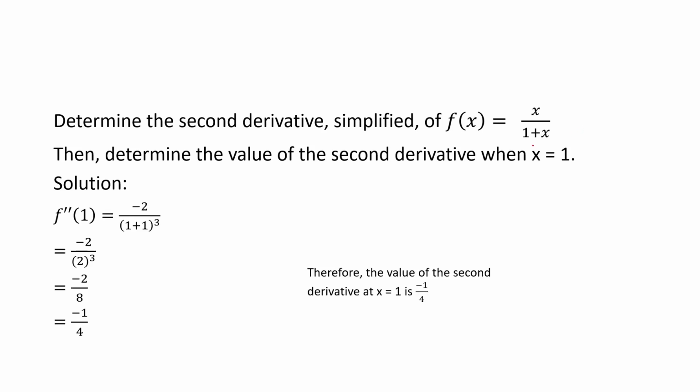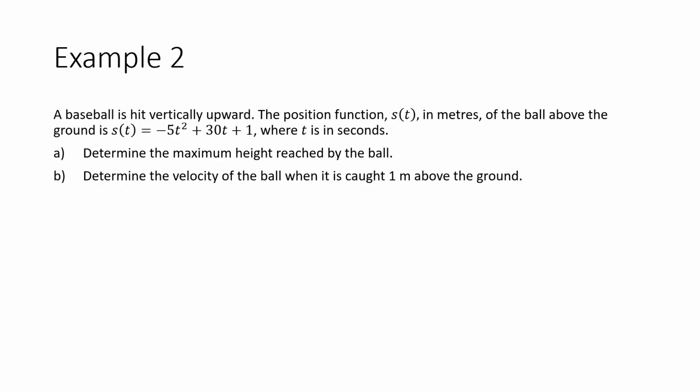Now, at a value of x equals 1, we simply plug in a 1, and we get negative 2 over 8, which simplifies to negative 1 over 4. So the value of the second derivative at x equals 1 is negative a quarter.